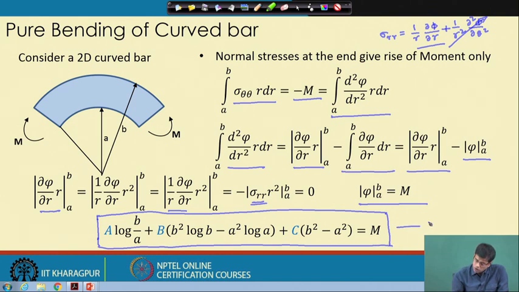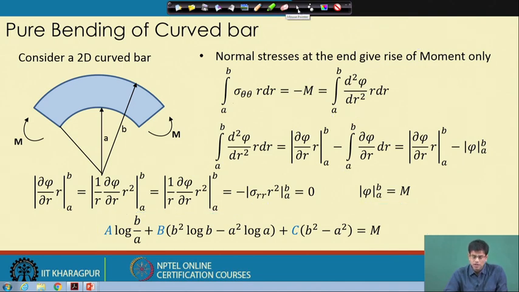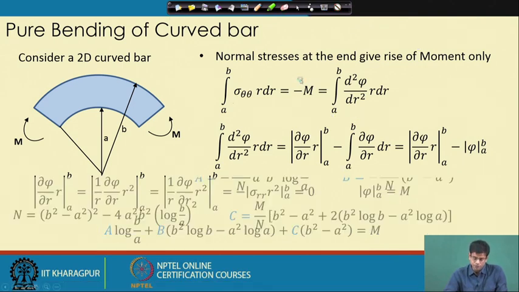So, now we have 3 equations and 3 unknowns. You see, the unknowns are a, b, c. If we can now find these 3 unknowns, we can compute the stresses very easily. So, let us see what the form of these unknowns is.